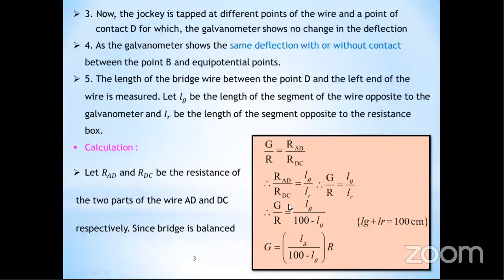Here we want the equation for the resistance of the galvanometer. So rearranging the equation only for the galvanometer resistance, we take these terms to the other side. Therefore we got the proper equation for the resistance of the galvanometer, that is G is equal to LG divided by 100 minus LG, multiplied by R. For simplicity, 100 minus LG you can also write as LR, that is the length across the resistance box. Then using this formula with R, we can find out the value of G. In this way, we see Kelvin's method.